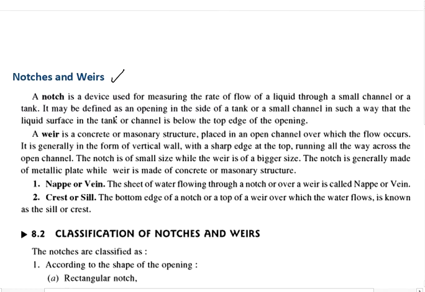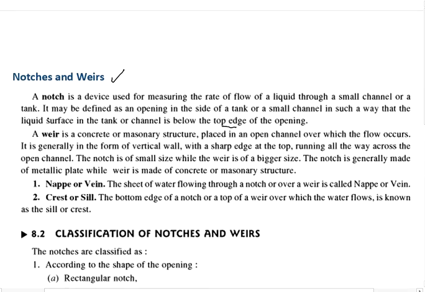A notch is a device used for measuring the rate of flow of a liquid through a small channel or a tank. It may be defined as an opening in the side of a tank or a small channel in such a way that the liquid surface in the tank or channel is below the top edge of the opening. So this is a device used for measuring discharge of the liquid through a small channel or a tank.